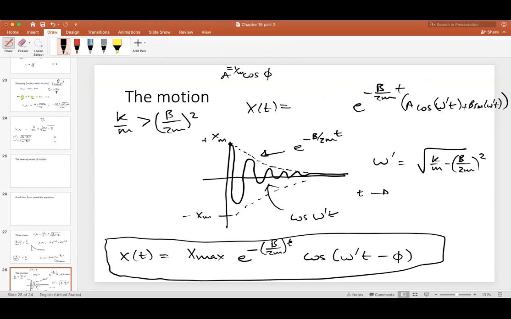If you wanted to, you could take the derivative of this, which means taking the derivative of the exponential and the cosine using the chain rule to find v. Do the same to find a. That's a huge pain. I'm not going to do it for you. You can do it if you want. But just know that there's 3 different solutions.